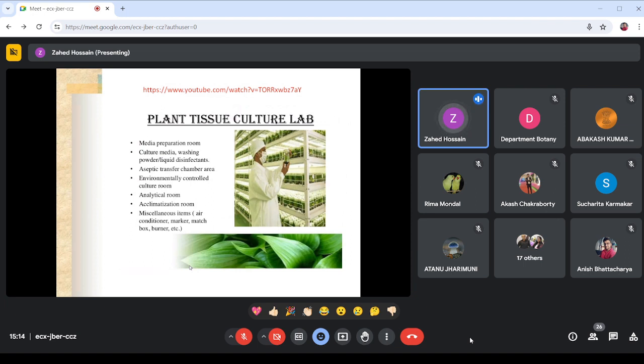So what are the requirements for doing plant tissue culture? For establishment of a plant tissue culture lab, there should be a separate media preparation room where the media should be prepared. There should be a separate washing room so that you can wash the culture vessels or utensils and everything. There should be an aseptic transfer chamber area. There should be an environmentally controlled culture room. That means the culture room where everything is controlled artificially.